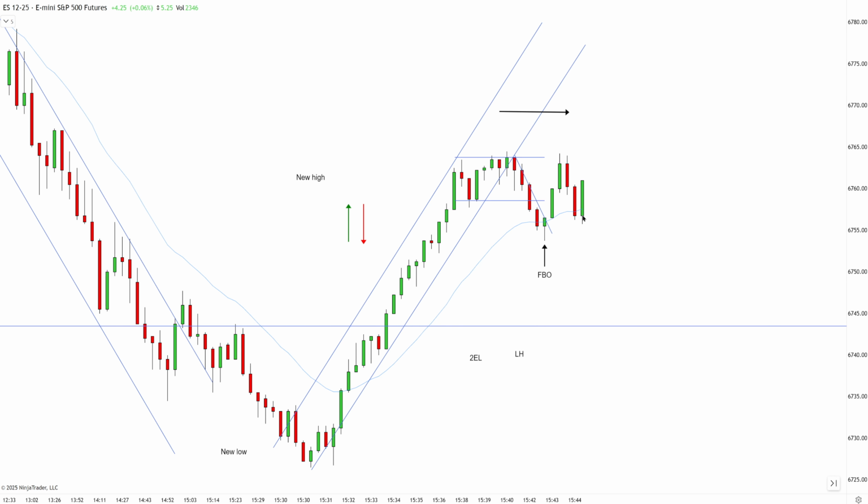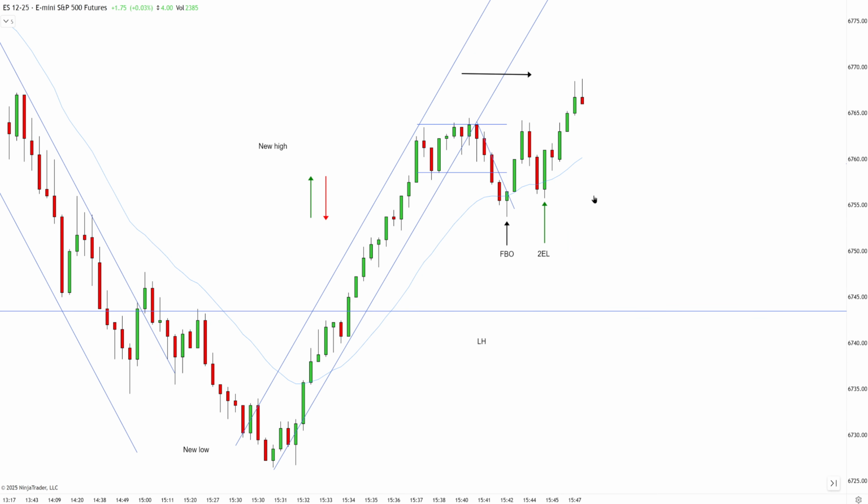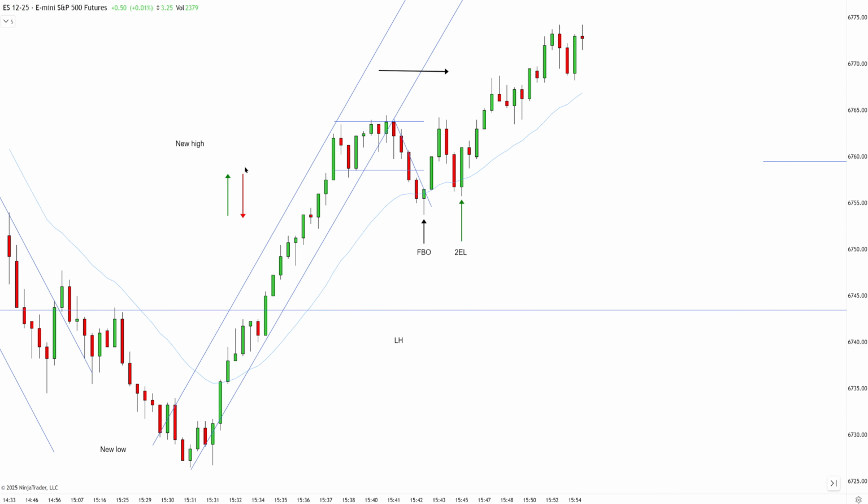Double rejection off the EMA telling us buyers are back in the market, and this is a second entry long, a great high probability setup. Broad two legs down, double rejection off the EMA, uptrend is new high, no conflicting variables, everything aligned. Great easy trade to start the day with. And we have a break and new extreme.